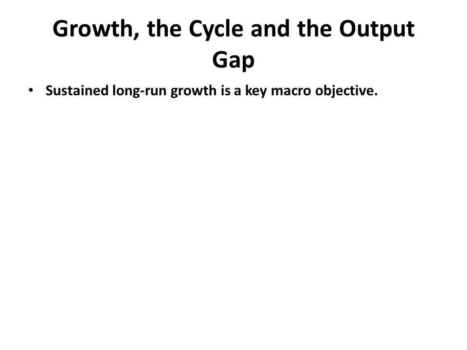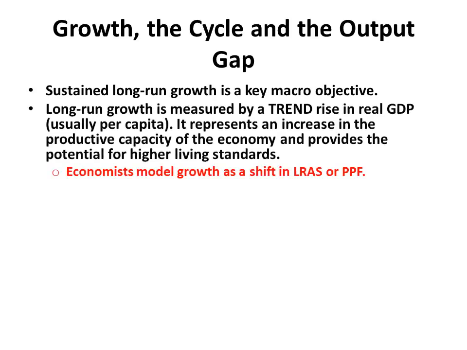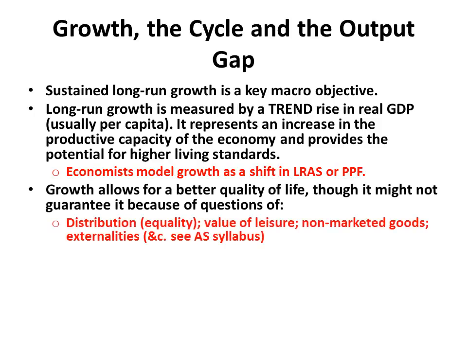Sustained growth is a key macro objective, and by growth we really mean long-run growth, which is a rise in trend GDP, which we would model in theory as an expansion of the LRAS or the PPF. And of course it means more capacity in the economy and the potential for us to consume and enjoy more goods and services. It allows for a better quality of life, but it doesn't guarantee it for all sorts of reasons that we've rehearsed before on the AS syllabus about the difference between GDP and standard of living.